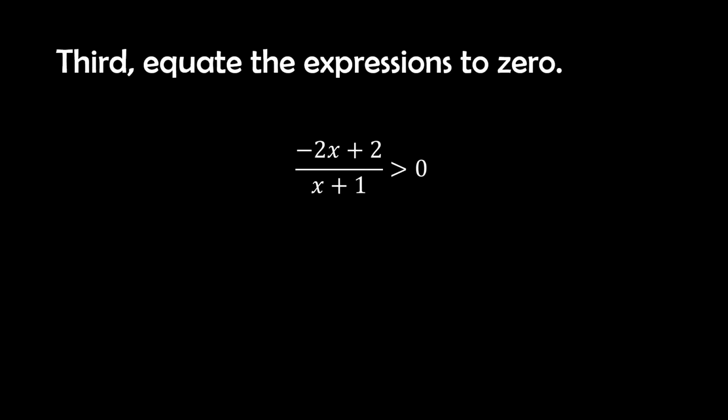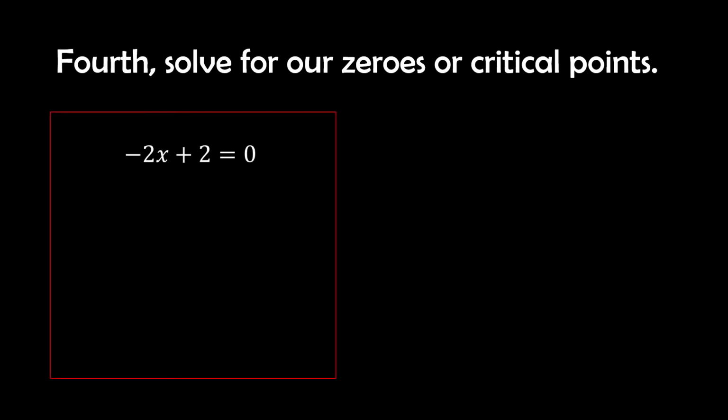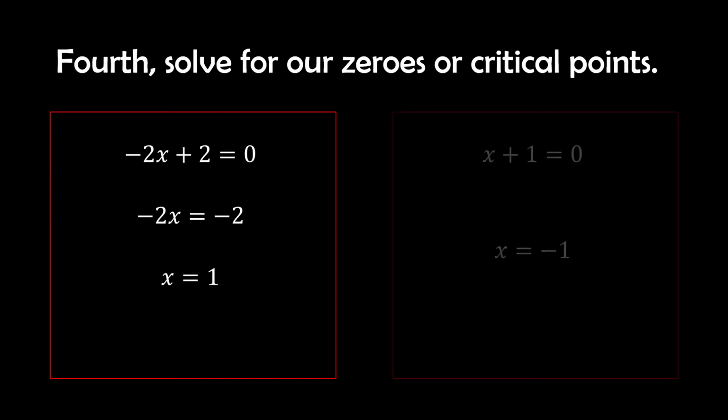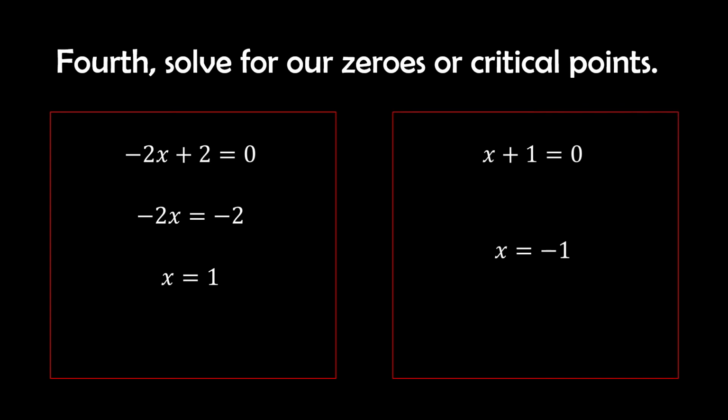Now third, we equate the expressions to 0. As you can see, we have two expressions here, negative 2x plus 2 and x plus 1. So we equate both expressions to 0. And then fourth, we solve for our zeros or critical points. We have negative 2x plus 2 equals 0. If we subtract 2 on both sides, we have negative 2x equals negative 2. We divide by negative 2 on both sides, and we have x equals positive 1. And we do it on the other equation as well. We subtract 1 on both sides, and we have our second critical point, x equals negative 1.